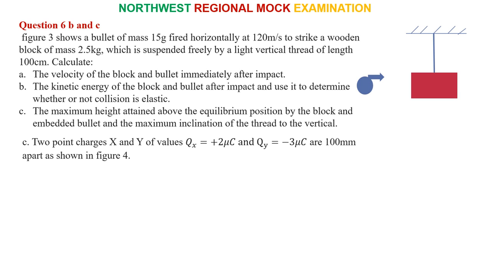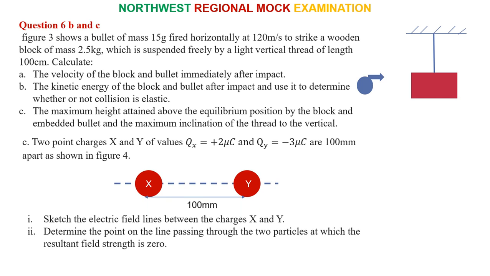The C part says two point charges x and y of values q of x is equal to plus 2 microcoulomb and q of y equal to negative 3 microcoulomb are 100 millimeters apart as shown in figure 4. Roman 1. Sketch the electric field lines between the charges x and y. Roman 2. Determine the point on the line passing through the two particles at which the resultant field strength is 0. So let's get the proposed solution to this.